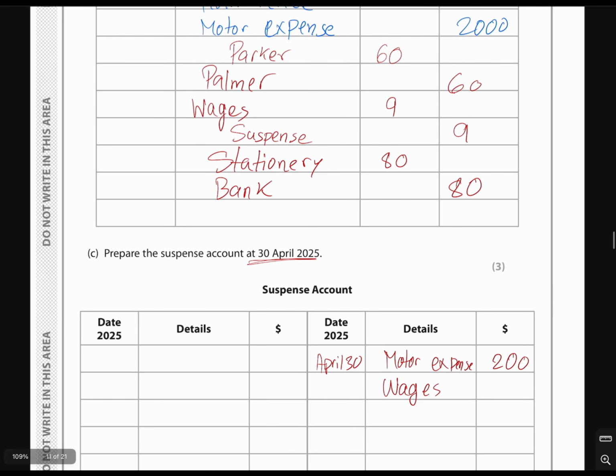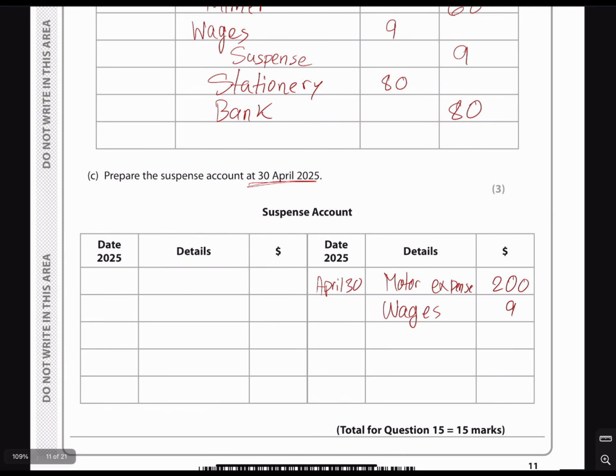Now, wages was 9. Now we don't have any more suspense journals, so we have to keep the difference balance as X. So this is the difference, 209. So this would be our balance BD, or our opening balance, right? So whenever the difference on the trial balance is not provided, you just assume it as X, value of X, 209.